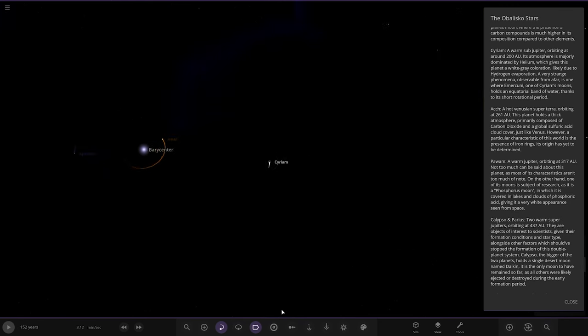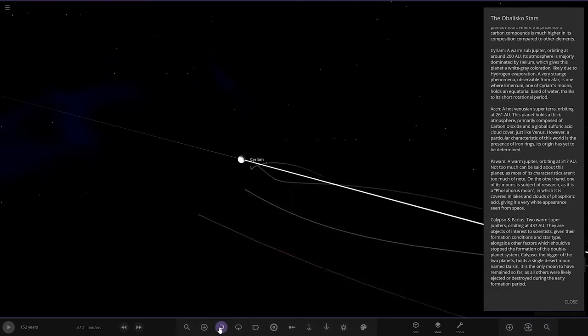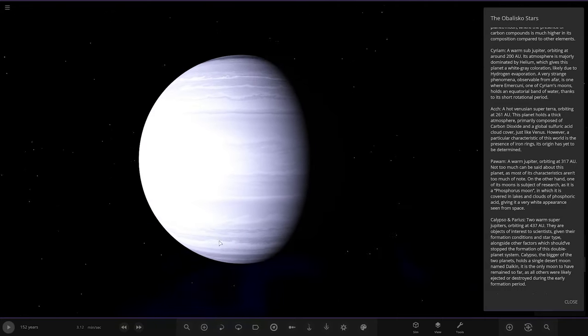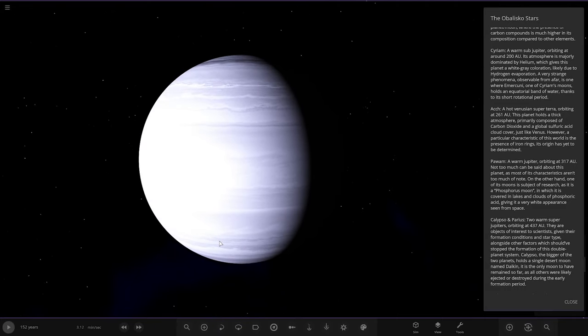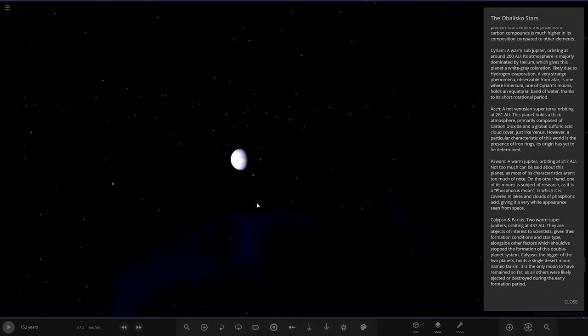It's over here. Okay, so this guy here, gas giant, very bright as well. A warm sub-Jupiter orbiting at around 200 AU. Its atmosphere is majority dominated by helium, which gives this planet a white-grey coloration, likely due to the hydrogen evaporation. A very strange phenomenon observed from afar is one where Ercmi, one of the moons, holds an equatorial band of water thanks to its short rotational period. Very cool.